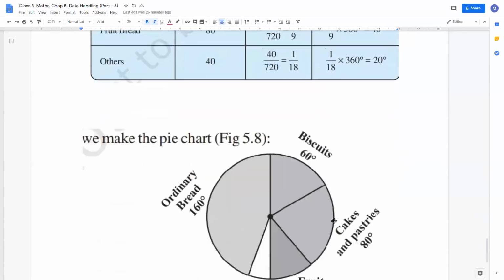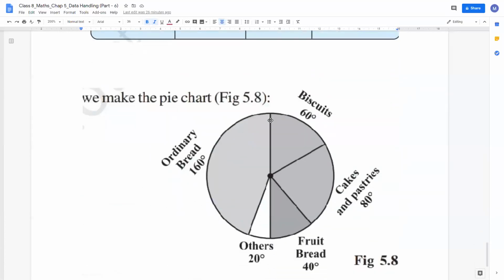So first of all, what do you have to do? First we have to draw a circle of any convenient radius. Then draw one radius anywhere. Think that I have drawn the first radius here. Now keeping the protractor at this point, ordinary bread corresponds to 160 degrees. So here we have to make 160 degrees. This way, clockwise or anti-clockwise, we can go in any direction. So we have marked 160 degrees here, and then you will get a radius.